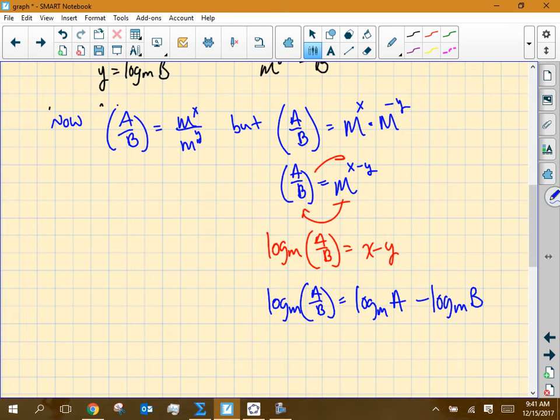Again, ultimately, at least application-wise, we like to go from log base m of a minus log base m of b over to log base m of a over b. But because these are all equations, that's the proof either way. Does that kind of make sense? Starting with the left-hand side, log of a over b is equal to log m of a minus log m of b. If you reverse that, it's the same proof.